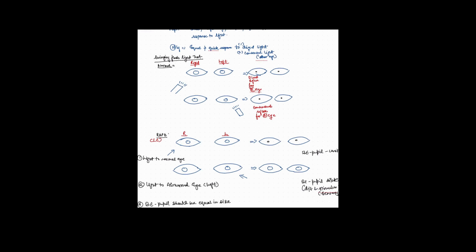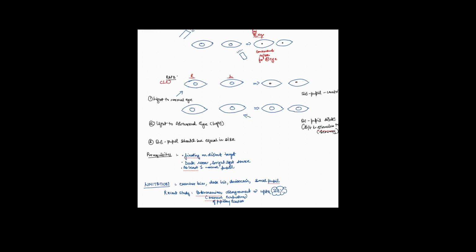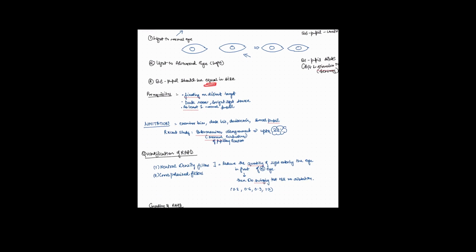Okay. Now I'm just looking at the right eye, but I'm showing the light in the left eye. But I'm looking at the right eye. Okay. So when the right eye is constricting because there is light shown to the left eye, this is the consensual reflex of the right eye. Okay. RAPD, I've already explained to you that showing light to the normal eye will constrict both the pupils, but showing light to the abnormal eye will dilate both the pupils because the brain is perceiving no light in the abnormal eye. Okay, and both pupils should be equal in size.